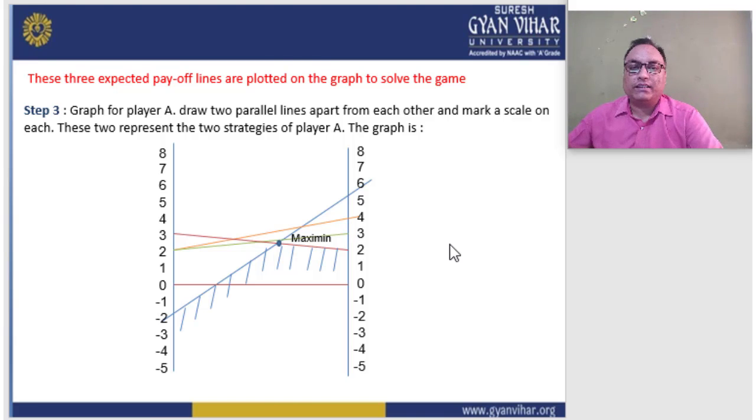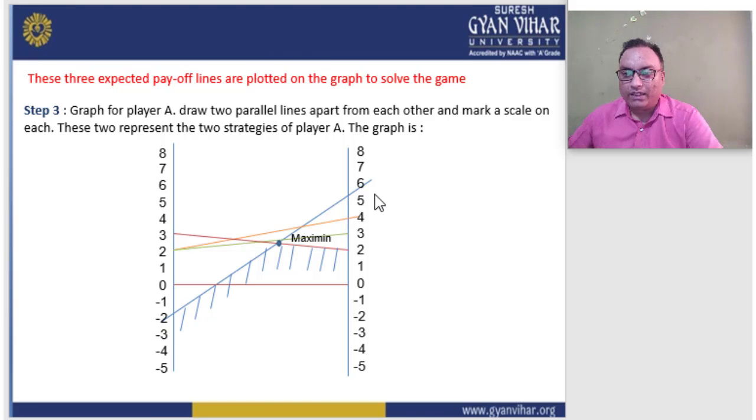So here these are the different types of graph for player A. There are two parallel lines apart from each other, and we mark a scale on each, and these two represent the two strategies of player A. And these expected payoff lines are plotted on the graph to solve the game.